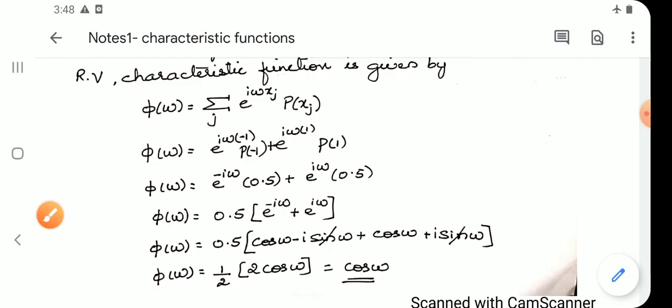This is how in very simple methods we can solve the problems in characteristic functions. For today this is enough. Let us see few more problems in our next video.